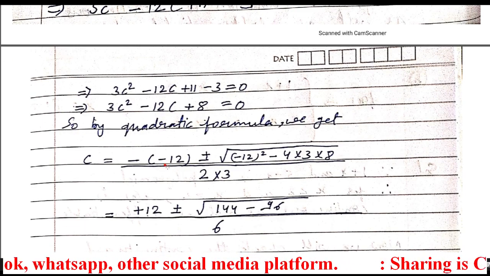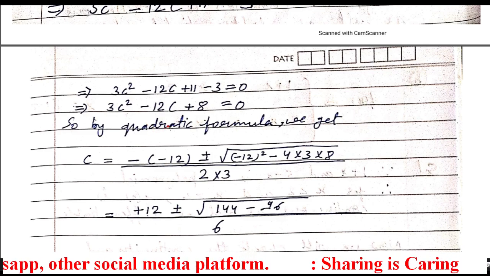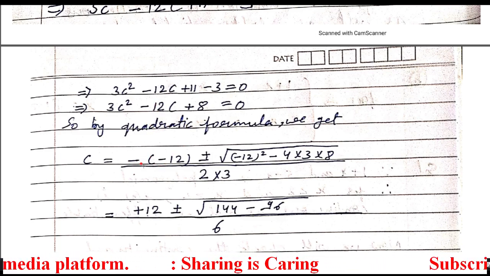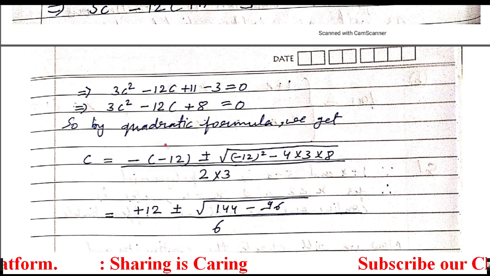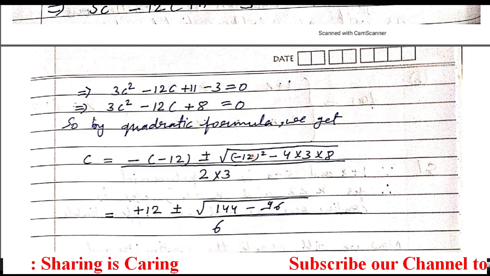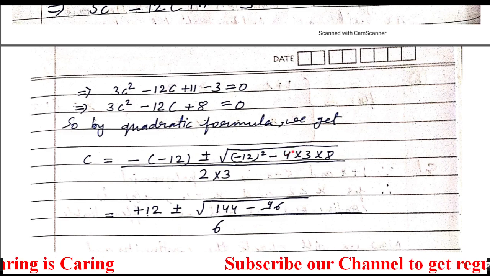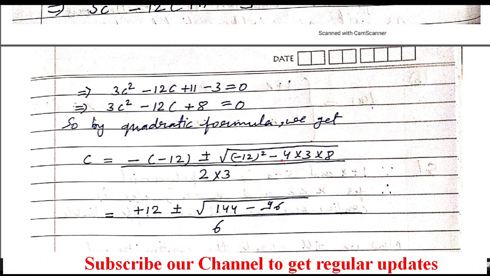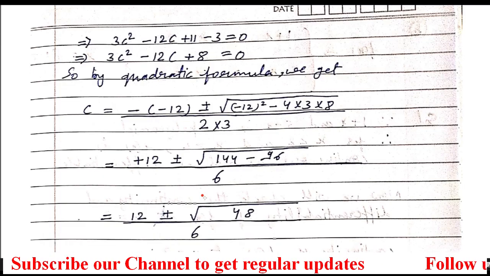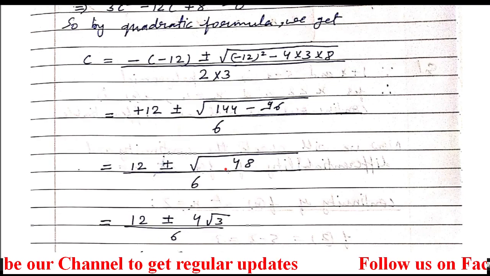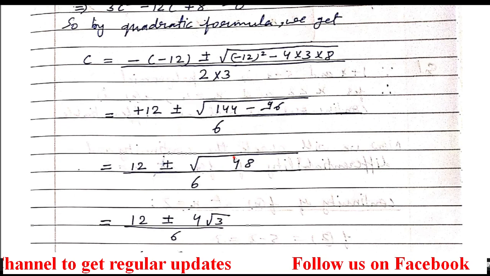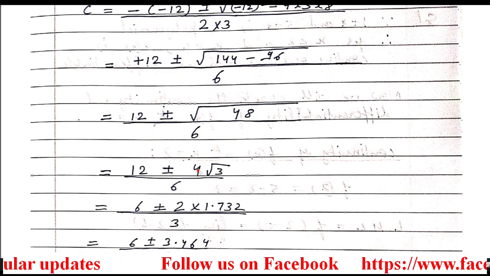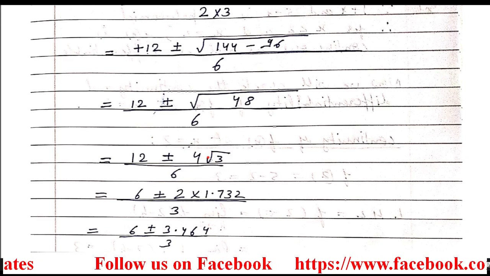I hope you still remember the quadratic formula, which we did in 10th class. The quadratic formula I used here is minus b plus minus square root of b square minus 4 multiplied by a into c. Like that in the quadratic formula I substituted the values, and after using it I obtained this, and here 48. So 48 I factorized and took the common factor out. So 4 root 3 I got as the answer.